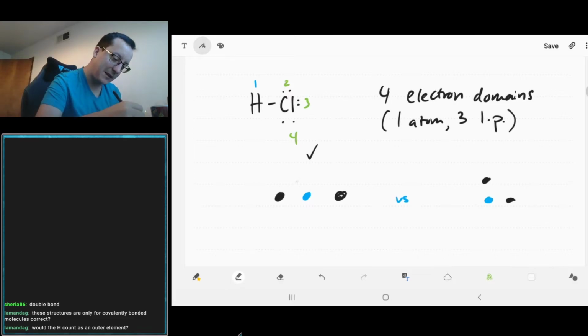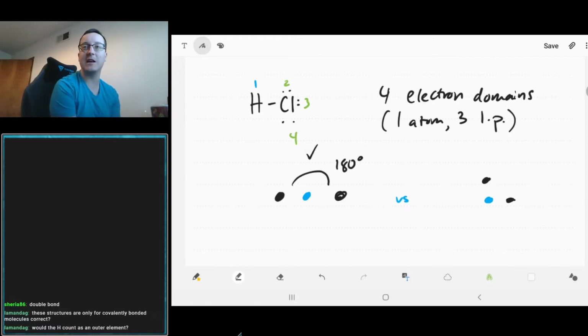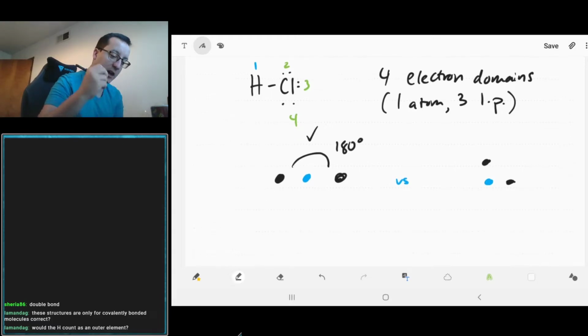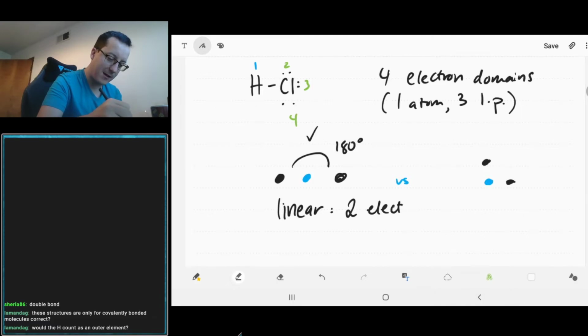And we see that these guys are going to be 180 degrees apart, if we look at the angle that they make, right? So they're just completely on opposite sides of each other. And we call this shape linear. And so in this case, we have two electron domains on the central atom.